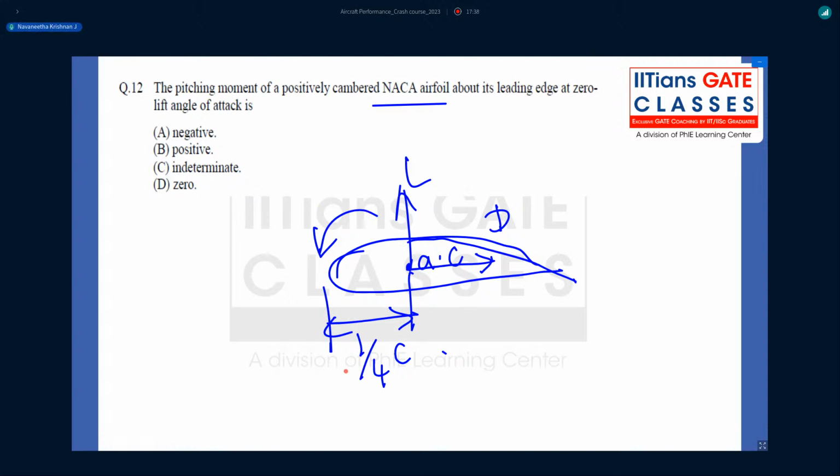According to sign convention, nose up moment is positive and nose down moment is negative. Because it is having a nose down moment, that means it's a negative moment. So option A is the correct answer. Any doubt?